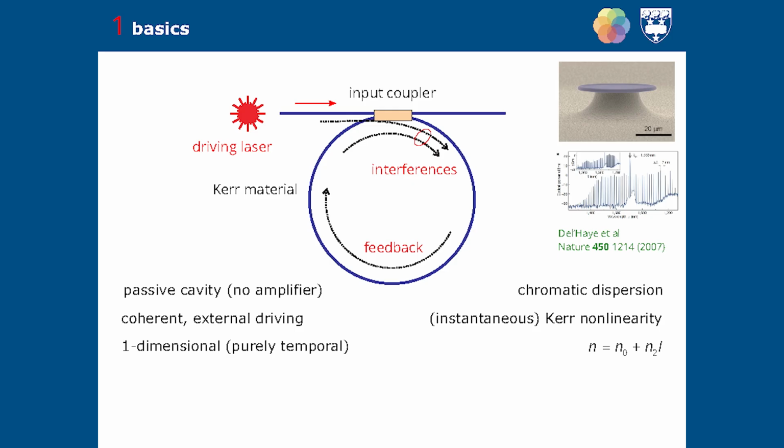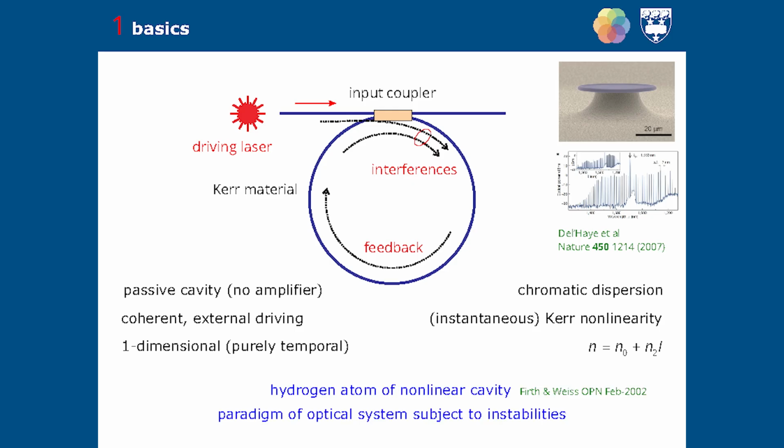The key ingredients are dispersion and nonlinearity, and the third one is feedback. The light that's in there loops back. And so you have this combination of dispersion, nonlinearity, and feedback, and that gives you some reasonably complex behavior. In fact, this has been called the hydrogen atom of nonlinear cavities, or the paradigm of optical systems subject to instability. Because, on paper, it looks very simple. You take a material, you make a loop, and you have all these things that happen.